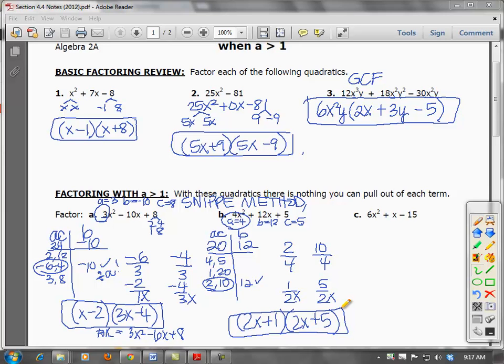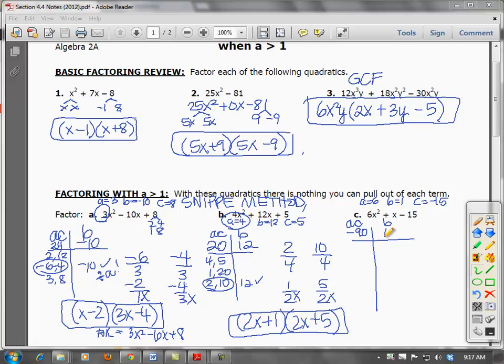Okay? Let's do one more. In number C, A is 6, B is 1, C is negative 15. So I make my table. A times C has to equal B. So 6 times negative 15 is negative 90. And somehow that's got to equal 1. Okay, so 90.